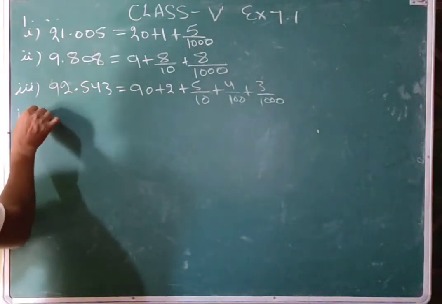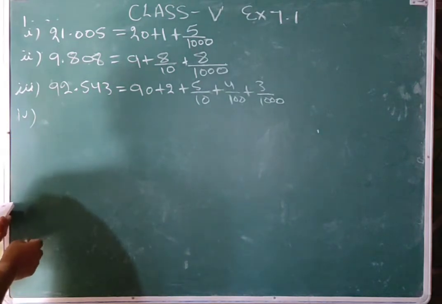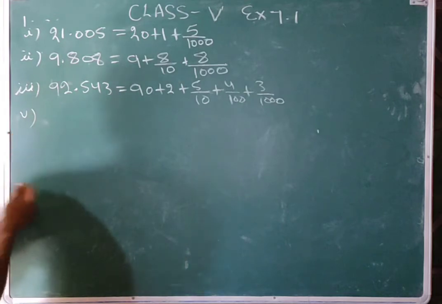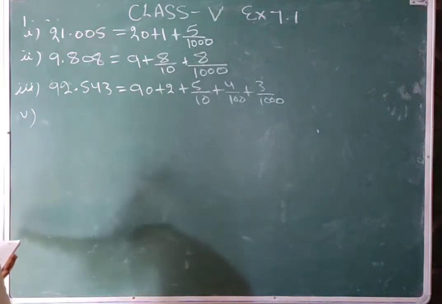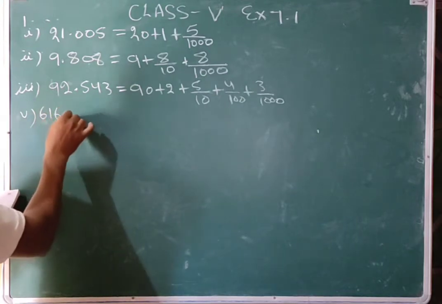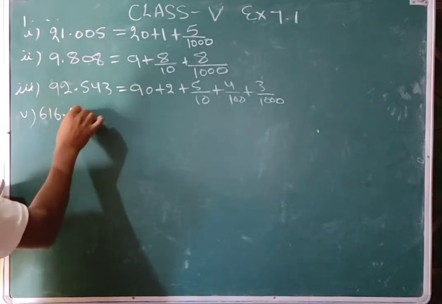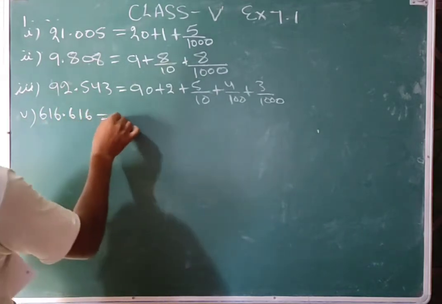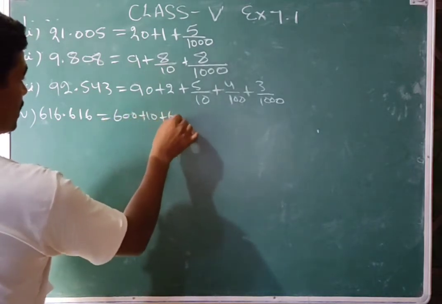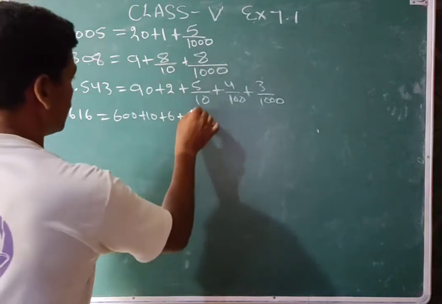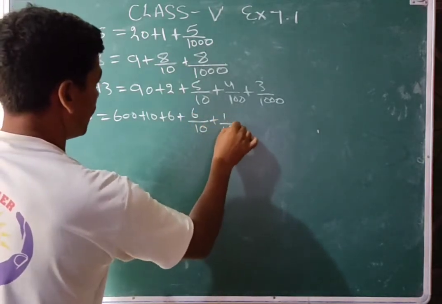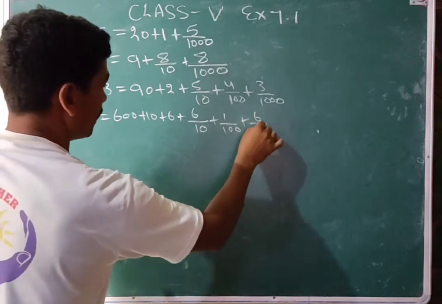Fourth part, fifth part we will see here. Fourth part and sixth part you can do. 616.600 is equal to 600 plus 10 plus 6 plus 6 upon 10 plus 1 upon 100 plus 6 upon 1000.